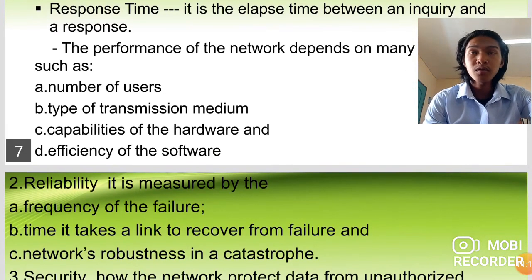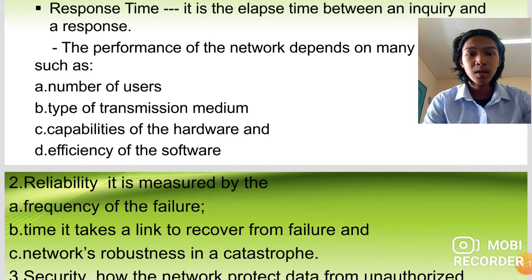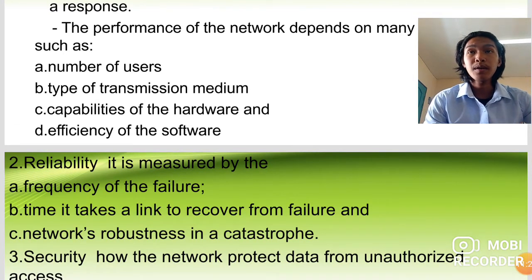Okay, number 2. Ito naman yung isa, guys. Yung reliability, it is measured by frequency of failure. Letter A.